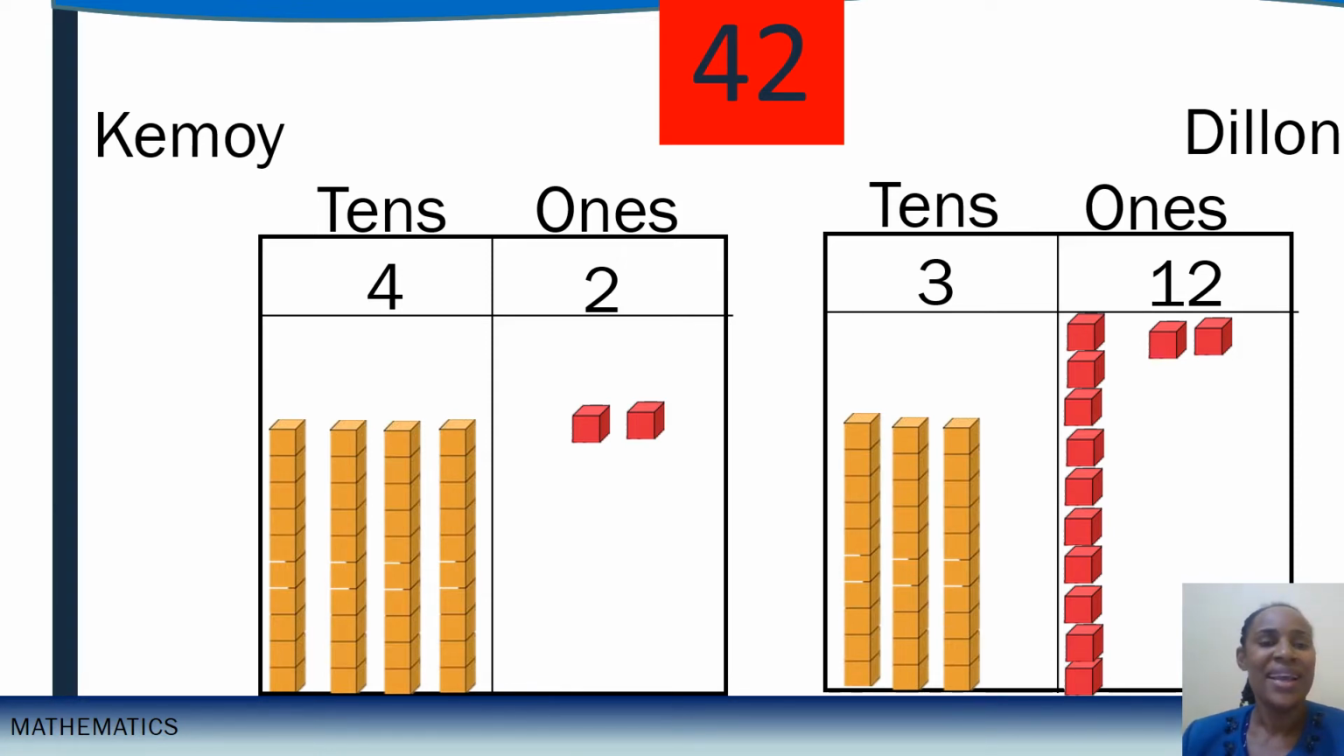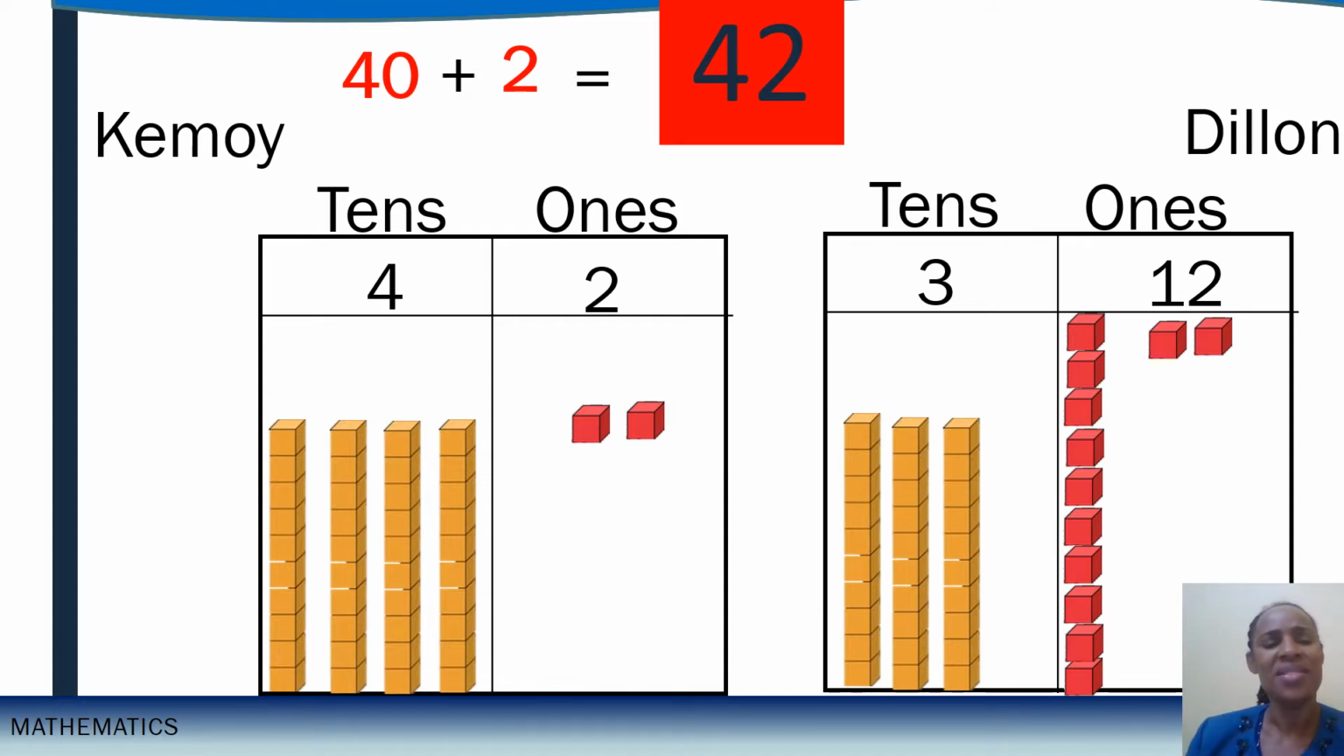For Kemoy, Kemoy used 4 longs. Remember now, 1 long represents 10. So 4 longs would be equal to 40. And 2 units added to 40, let's add that. 40, 41, 42. So 2 added to 40 equals 42. What do you have to say about Kemoy's representation? I agree with you. Kemoy is correct.